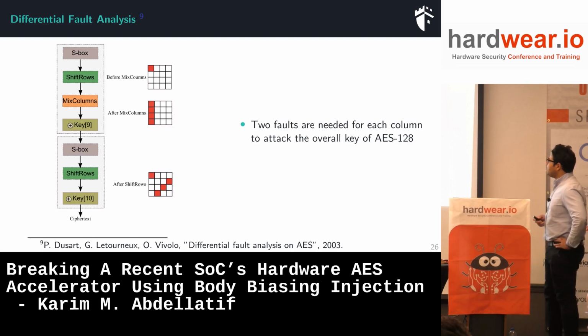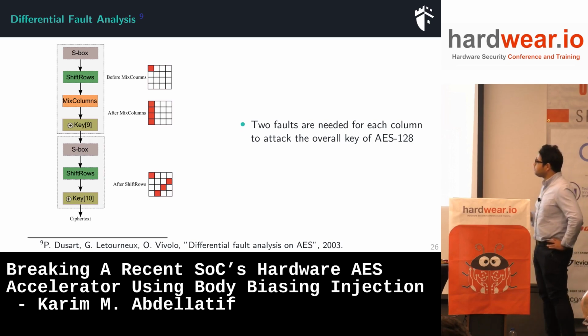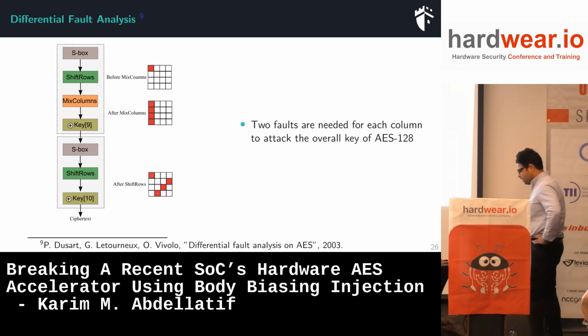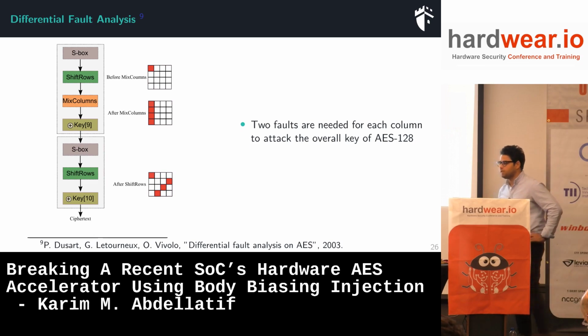To perform this kind of attack using DFA, if you are able, of course, to inject a fault in only one byte before the mix column, then to attack one column key you need two faults per column here. That will help you to attack the overall key of the AES.